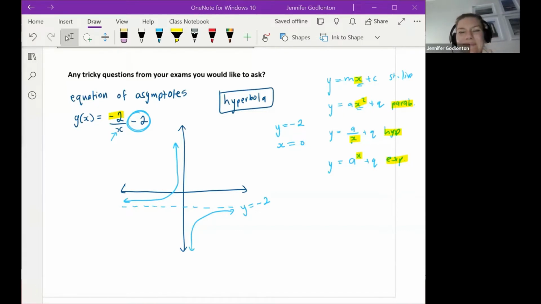Does my asymptote represent my new x-axis now? Yes, exactly. When our hyperbola shifts up or down, it creates new quadrants, so the asymptote is basically like our new x-axis. Okay, thank you. You're always welcome.